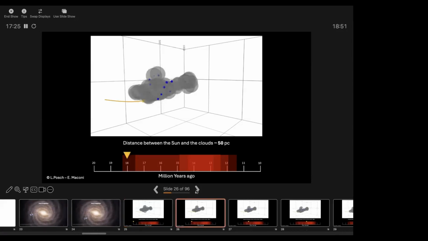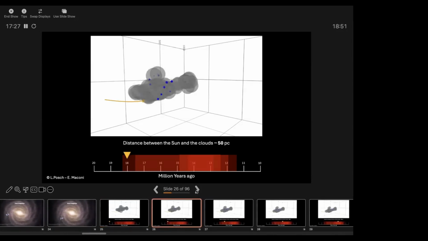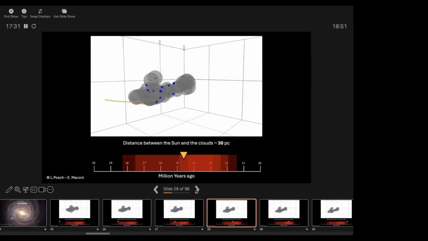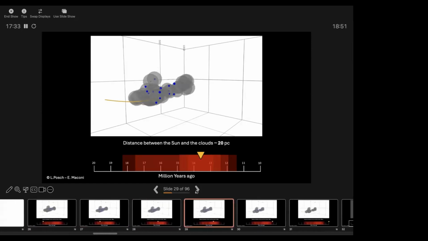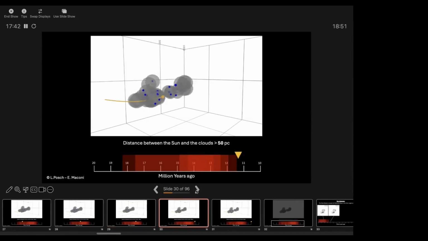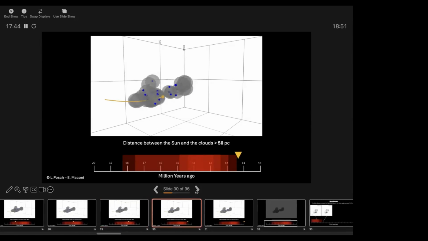And then you can see that around 18 million years ago, the sun is entering the Radcliffe Wave, and then it is passing through it. So now the sun is fully immersed inside the gas of the Radcliffe Wave, of this structure that I showed you before. And then around 11 million years ago, it exits the Radcliffe Wave, and then it continues its path through the place where it is now, inside the local bubble.